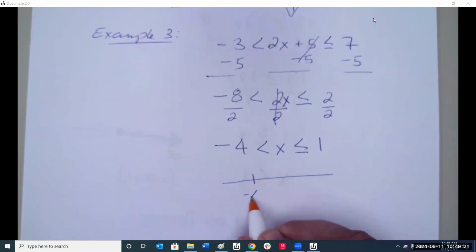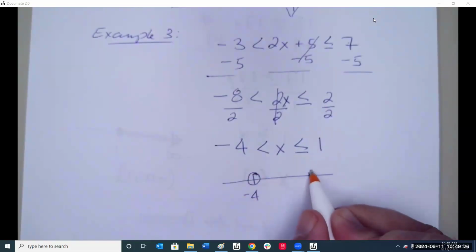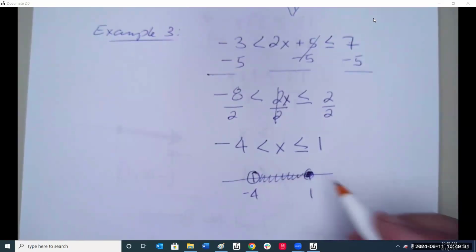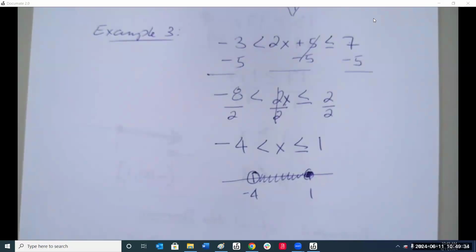So here we have negative 4 and 1. That's an open circle, and that's closed. X is between here. What would the interval notation look like? Negative 4, comma, 1. Is it a parenthesis or a bracket? It's open, so it's a parenthesis, and this one is a bracket.